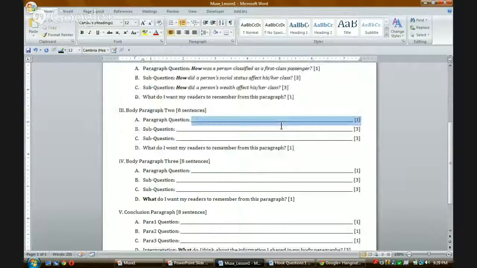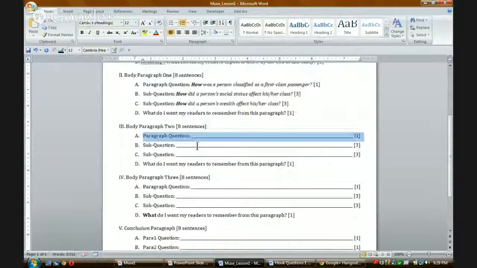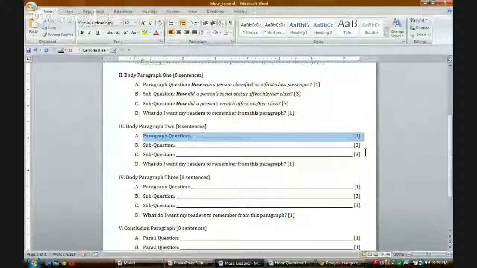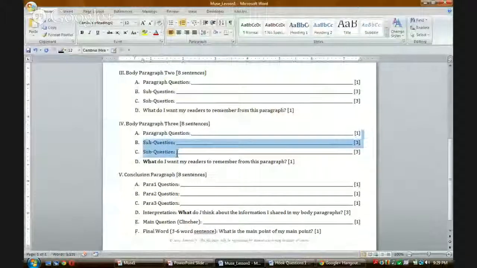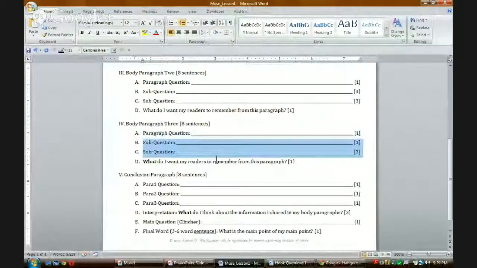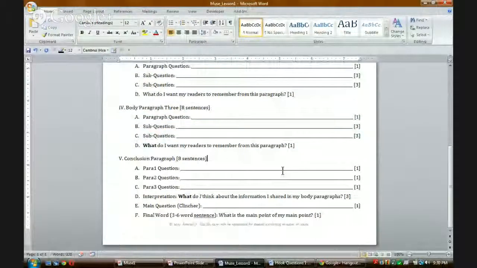So for the second paragraph, you would copy down the paragraph question, paragraph 2, and then come up with two sub-questions, and then copy down the paragraph question for paragraph 3, come up with your own two sub-questions, and then for the conclusion paragraph, the purpose of a conclusion paragraph is to just reiterate everything that you said in the essay, so that everyone remembers your main point, and then just to boil it down to the main point of your main point.